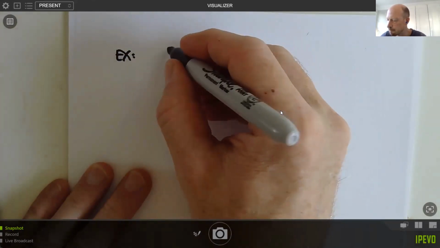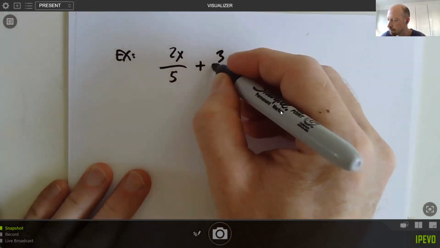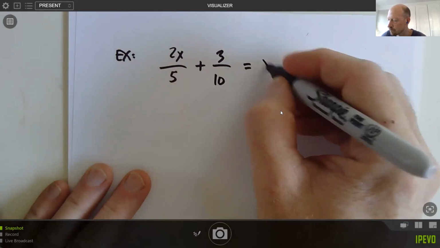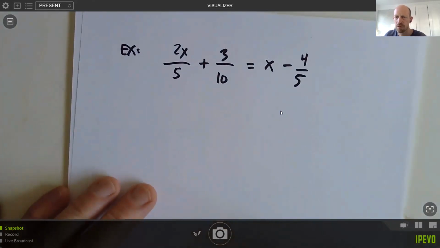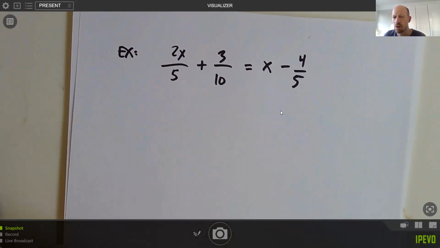Here's an equation, and this is an equation that involves fractions. You're certainly welcome, if you feel comfortable, to add or subtract the fractions to do the work and solve for x. But I think that's more work than you need, and certainly for me, that feels harder.